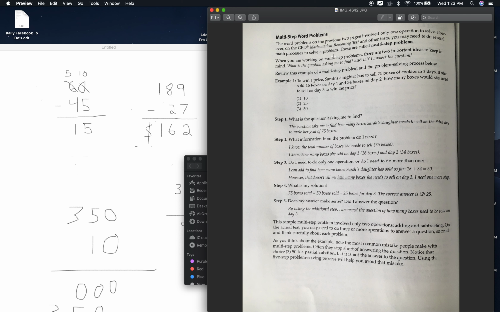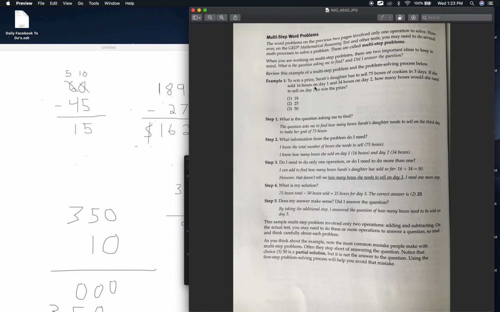To review that, to win a prize, Sarah's daughter has to sell 75 boxes of cookies in 3 days. If she sold 16 boxes on day 1 and 34 boxes on day 2, how many boxes would she need to sell on day 3 to win the prize? Let's just go here because it actually shows us. What is the question asking me to find? The question asks me to find how many boxes Sarah's daughter needs to sell on the 3rd day to make her 75 boxes.